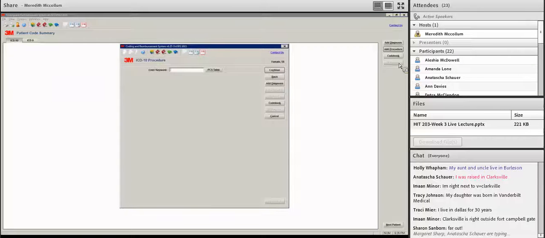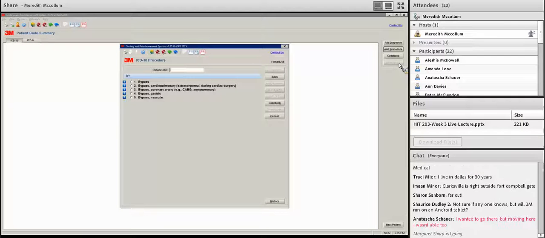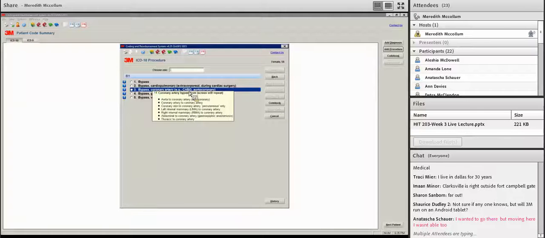Okay, here we go. So we have bypass. Are we talking about the coronary, pulmonary, or the heart, basically? Like a CABG, see? Notice the CABG, that's what they call them.